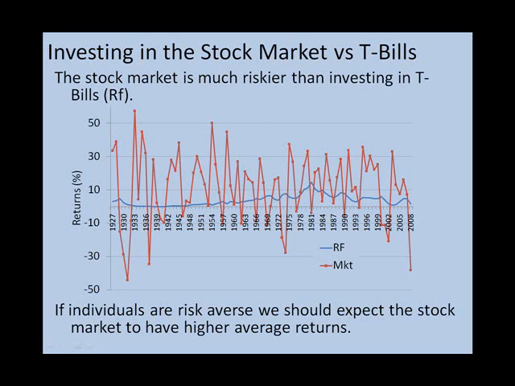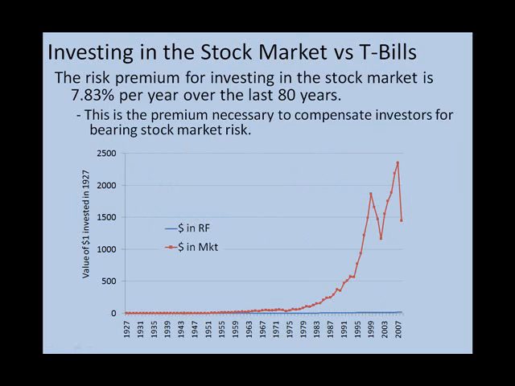If individuals are risk averse, we would expect that the stock market will have to have higher average returns to compensate investors for bearing this extra risk. Is that true? In fact, that is true. The risk premium from investing in the stock market is almost 8% per year over the last 80 years. And this is the premium necessary to compensate investors for bearing stock market risk.